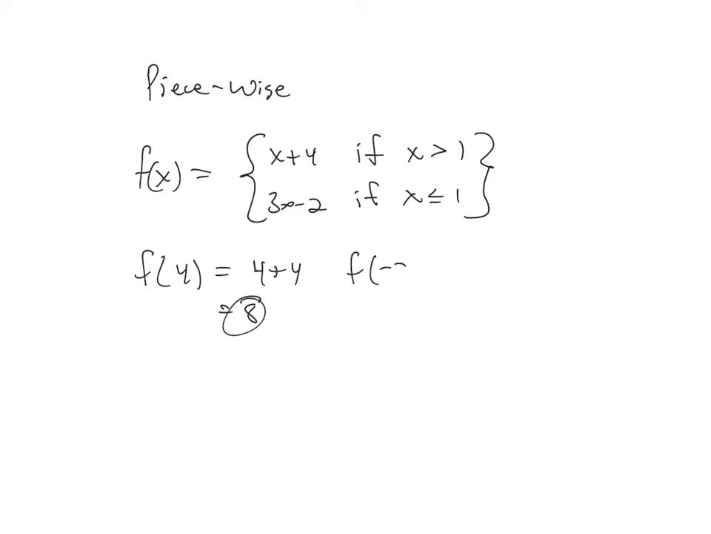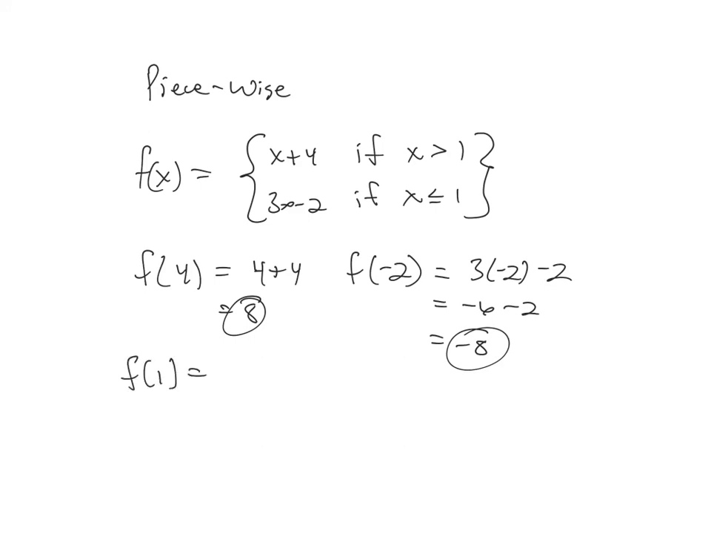If it said f of negative 2, negative 2 is less than or equal to 1, so 3, negative 2 minus 2, and I get negative 8. If I had f of 1, you got to pay attention to where's the and equal. The and equal's on the bottom one. Plug it in there. Okay, so there's your 20 problems.